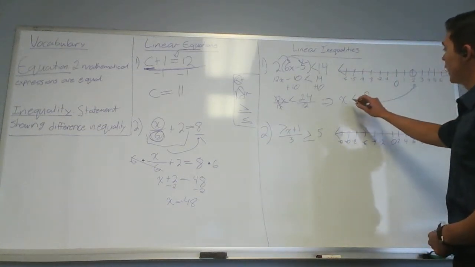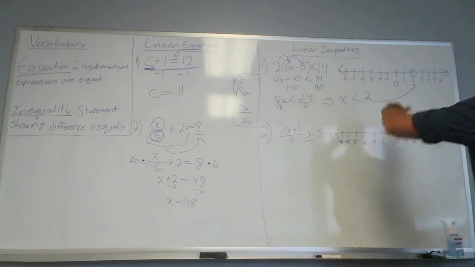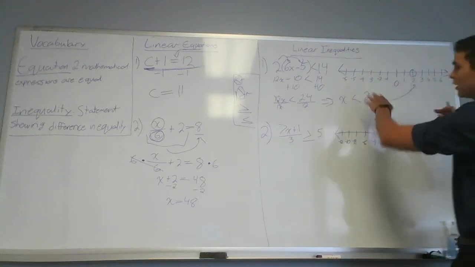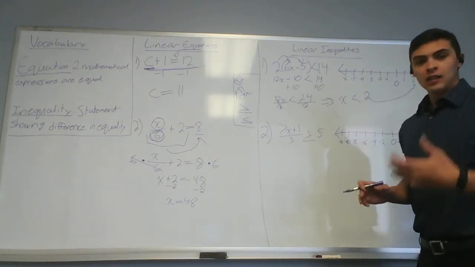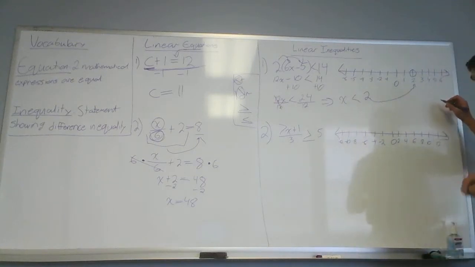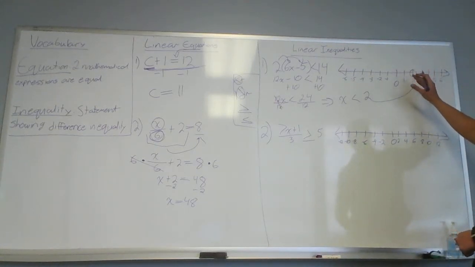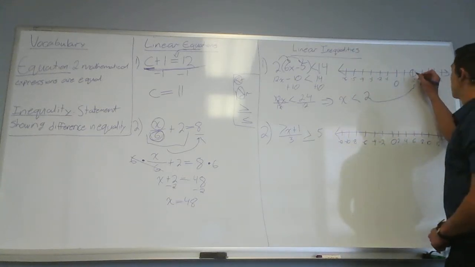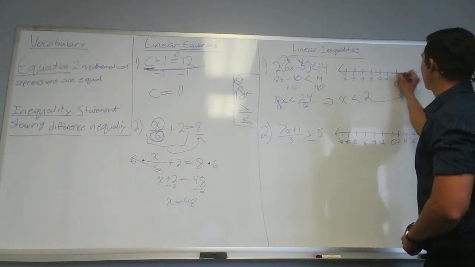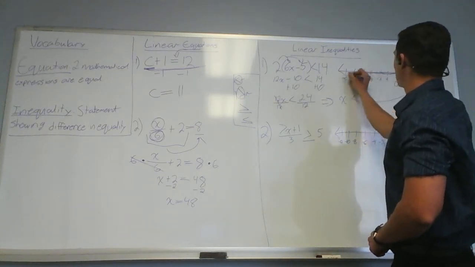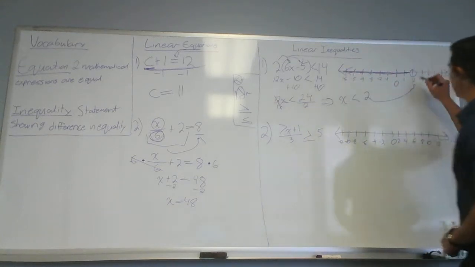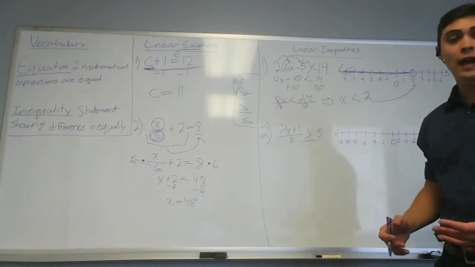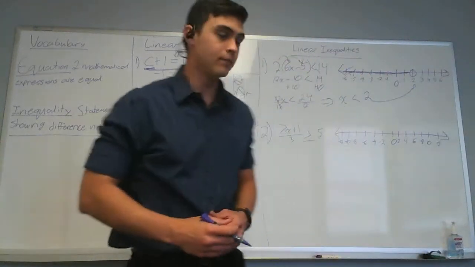Now, if x is less than 2, then while looking at the number line, we need to recognize which side of the number line corresponds to less than that value. So if x is less than 2, then it needs to be going below 2, which is moving towards the negative integer side. So after drawing your open circle, you're going to draw a thicker line to show that the value is not 2, but less than 2. And this is how you graph a linear inequality on a number line.